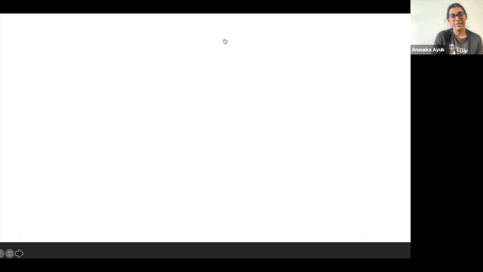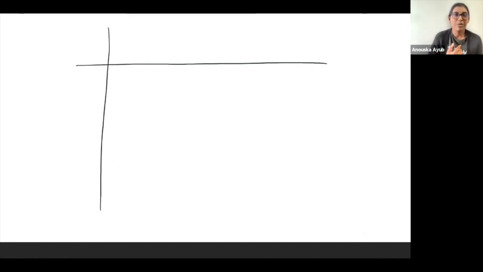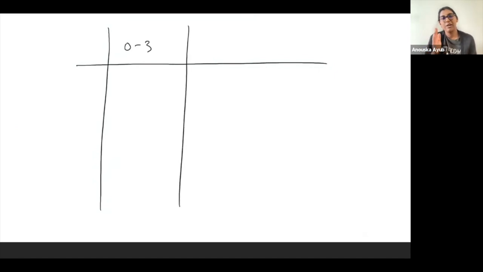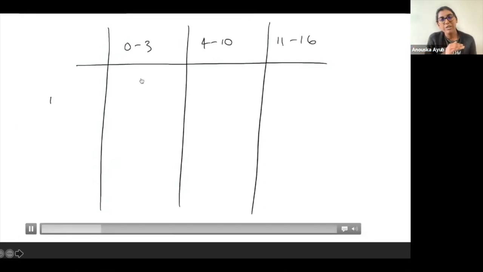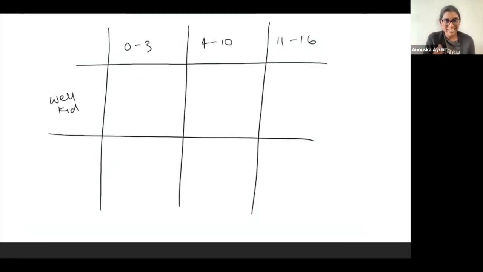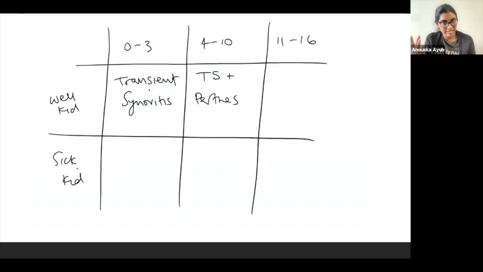There's loads and loads of algorithms around if you search on the internet for how to piece up your differential diagnosis for hips, but we're going to keep it super simple. So 0 to 3 years old, 4 to 10 years old, and 11 to 16 years old. And we're going to just halve this up into well kids and sick kids, and that's it, okay? So in the 0 to 3 age group, if your child is well, and that means no temperature, not systemically unwell, you're thinking transient synovitis. In the 4 to 10 year olds, in a well kid, again, you're thinking transient synovitis, but then you add in the possibility of Perthes disease, and we'll talk about that in a sec. In well kids who are a little bit older, 11 to 16, we're thinking about SUFE, and we'll talk about that in a sec as well.